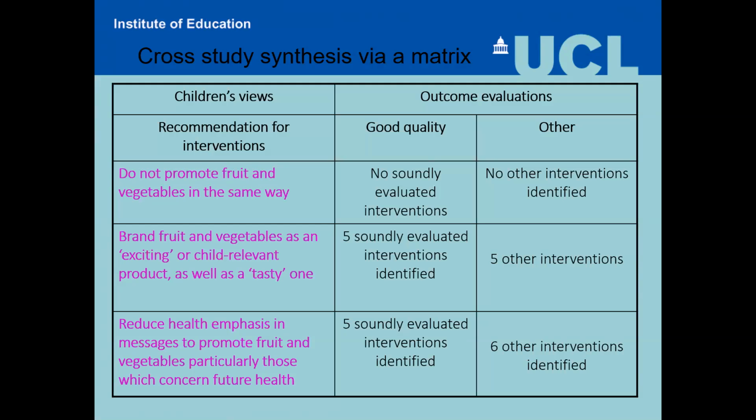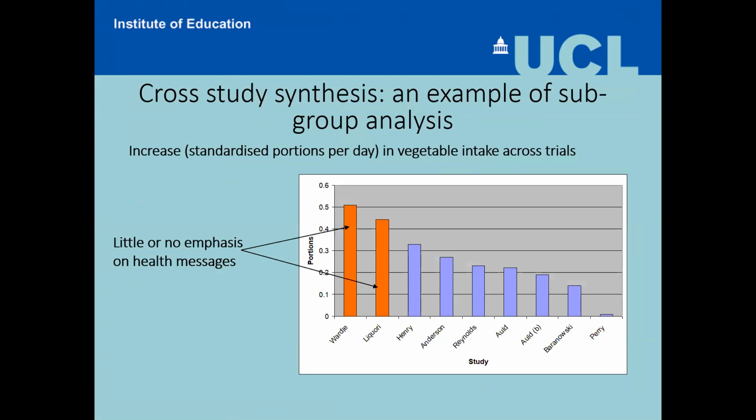And coming down to the bottom though, the other recommendations, we could see that there were some outcome evaluations that did follow those recommendations. So for example, one of the recommendations was to reduce the emphasis on health messages, and particularly those which concern future health. And we found that we had, amongst our 33 trials, 5 soundly evaluated interventions and 5 which didn't meet our criteria for soundness, but also had reduced the emphasis on health messages in their interventions.